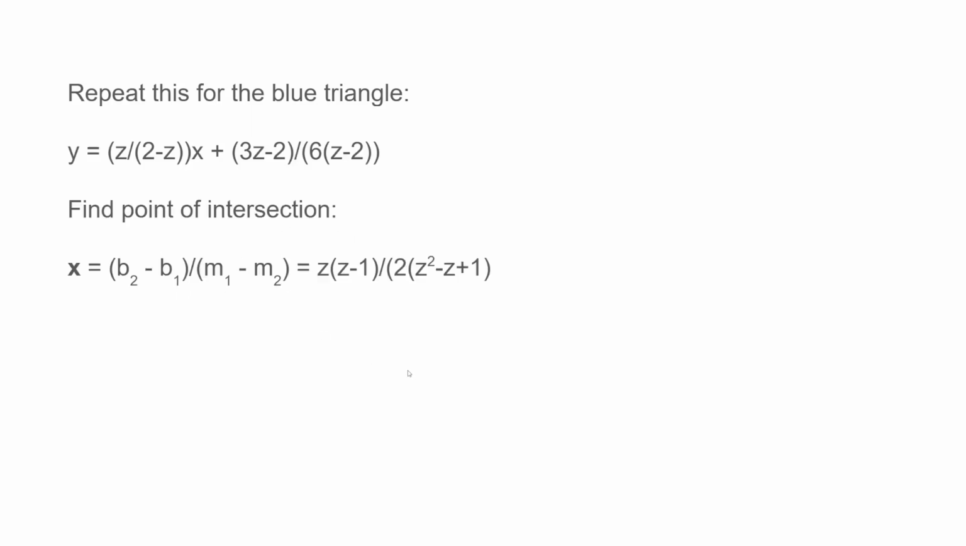I'm not going to go through each individual step, but you can go through the exact same process for the blue triangle and find the equation of the line that gets offset there. It turns out to be this. And if I want to find the point of intersection, that x coordinate is going to be the difference in the intercepts divided by the difference in the slopes. And it's important that these are in different directions. That also will simplify somewhat nicely in terms of z.